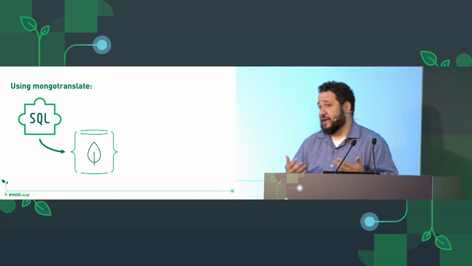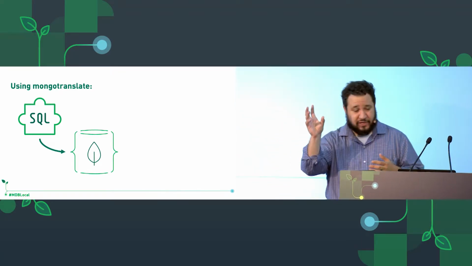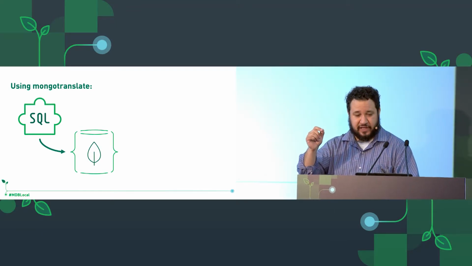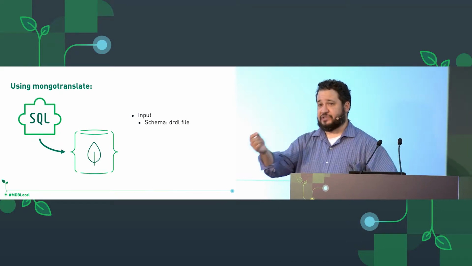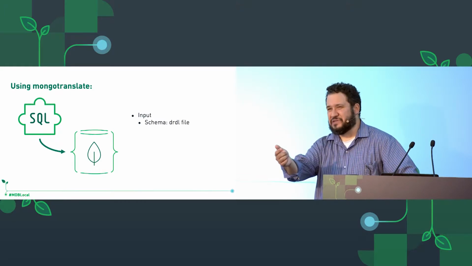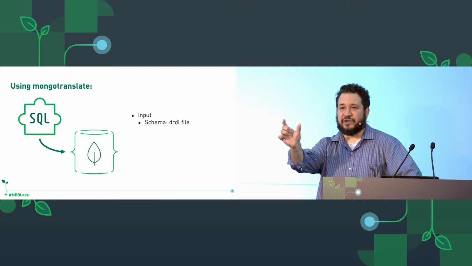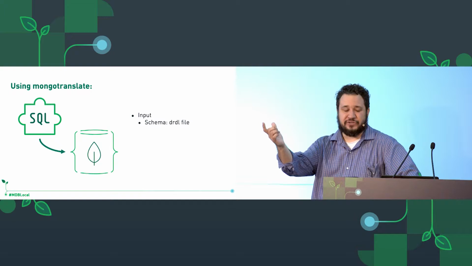I'll just reiterate what I said about Mongo Translate. We're taking SQL input, and we're going to translate that into the MQL aggregation language. The input, like I mentioned, needs to be a DRDL file, which represents your SQL schema. To be honest, when we look at doing this in Compass and in other places, what's neat is we've got this translate engine, and we can start to use it in different places. Compass is one of the first places we'll look at using it.